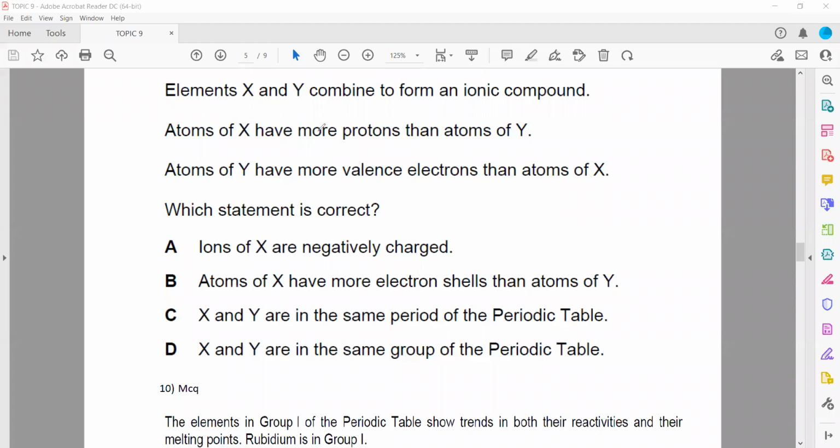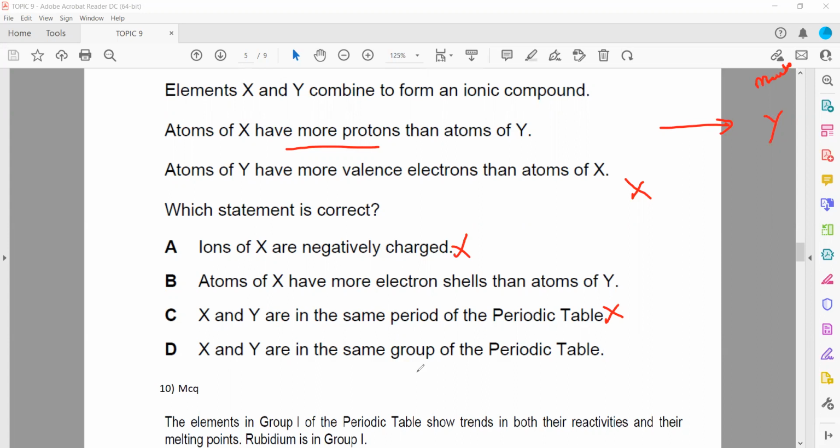If they were in the same period, then X should have fewer protons than Y, because on the left-hand side we find metals and on the right-hand side we find non-metals. So if they are in the same period, it should have fewer protons and then more protons as we move from metal to non-metal. But in the question they mentioned X has more protons, so X is not in the same period. X is in the next period. So this statement is also wrong.